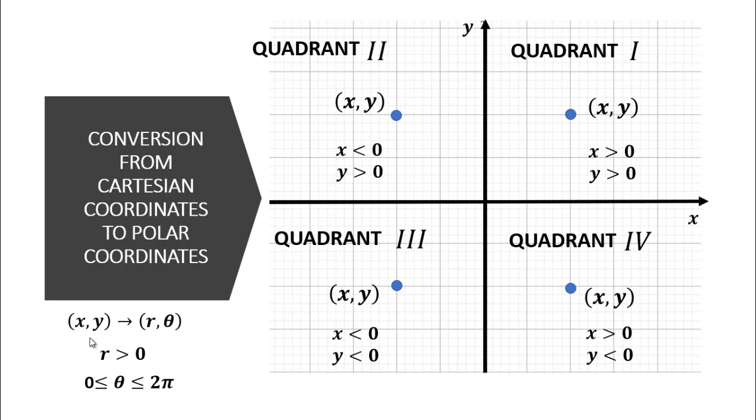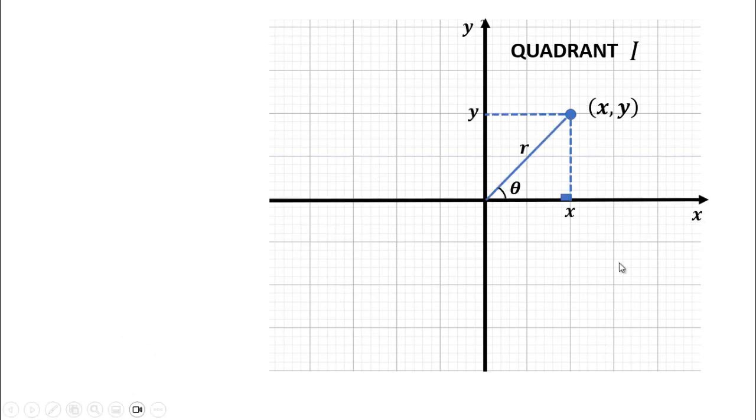Remember that we want to transform the point x, y into the point r, theta, where r is positive and theta is between 0 and 2 pi. So let's continue. Well, we are going to analyze the first quadrant where x is positive and y is also positive.